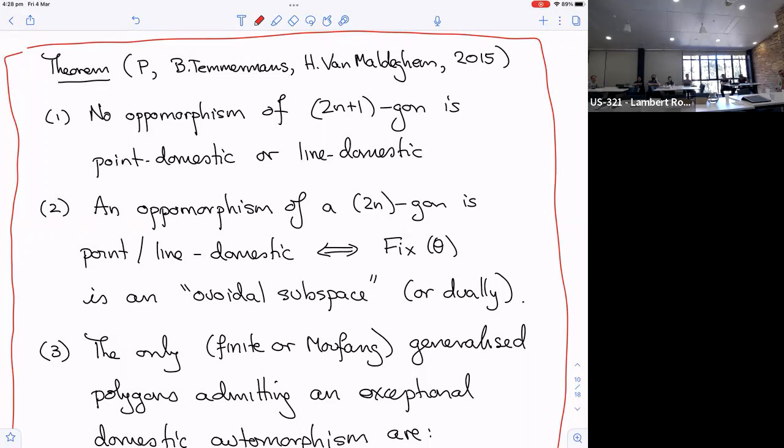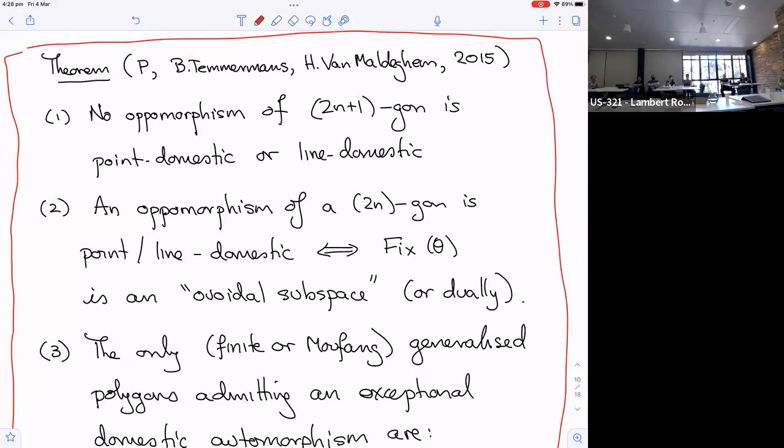For an odd gon, like a projective plane or a 5-gon, 7-gon, and so on, no automorphism can be either point domestic or line domestic. Basically, for the two basic reasons of being domestic, that can't happen for odd gons. For even gons, you can be point or line domestic.